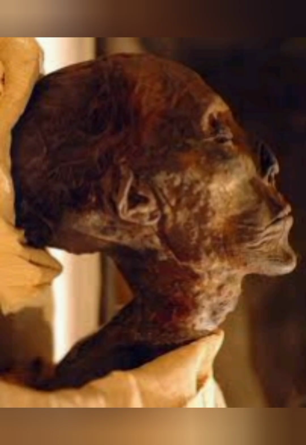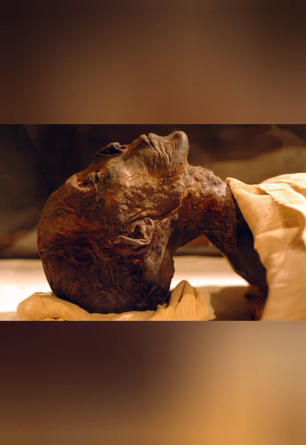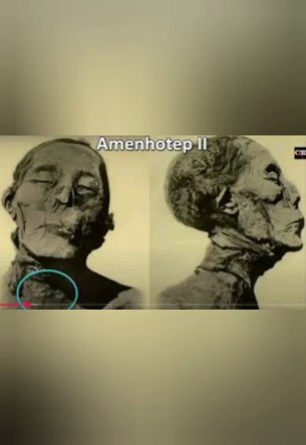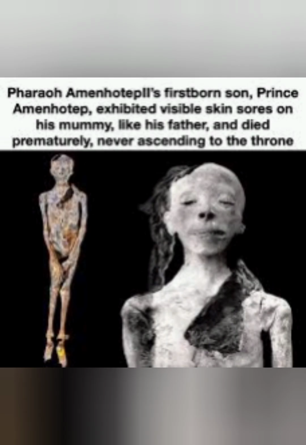Other evidence that supports that Pharaoh Amenhotep II was the pharaoh of the Exodus is the fact that his mummy was found, and it has unusual bumps on its skin. And some people interpret that as the boils connected to the biblical plagues of Egypt.